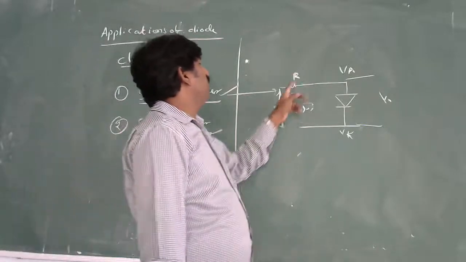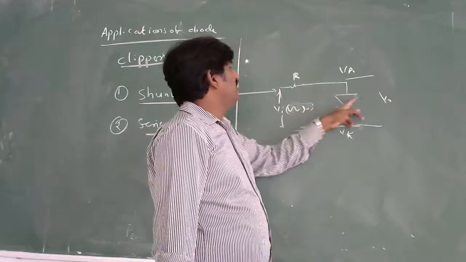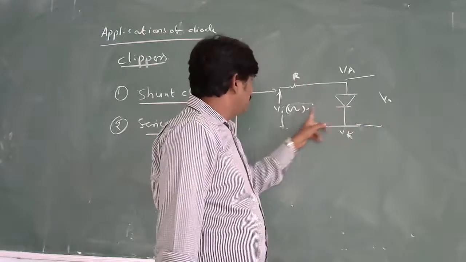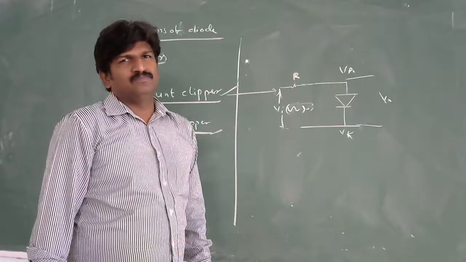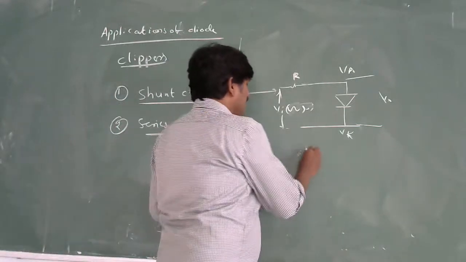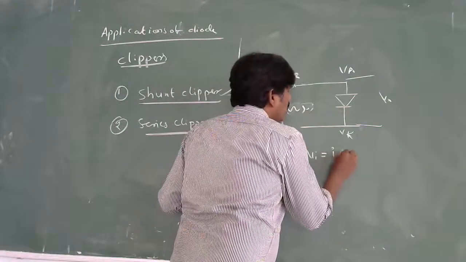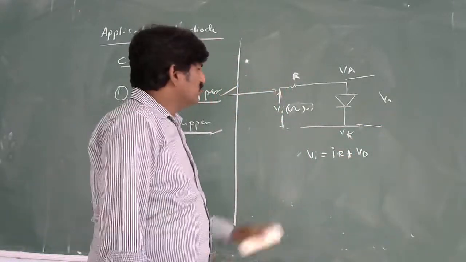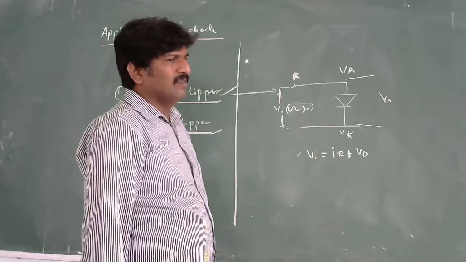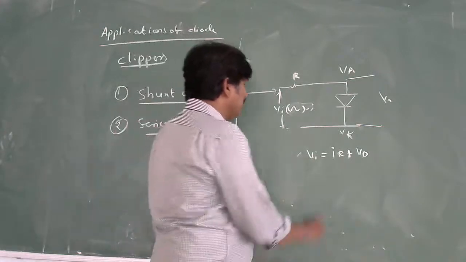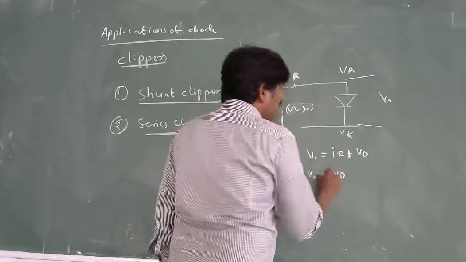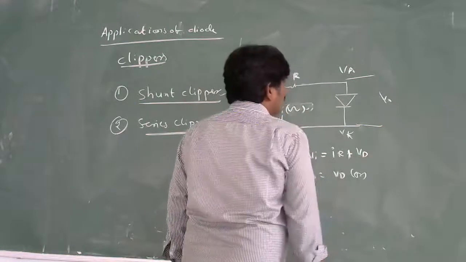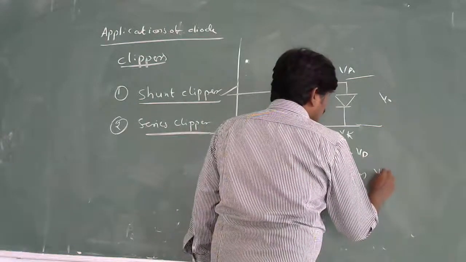It means the voltage across R plus the voltage across the diode is equivalent to the input voltage. So you should understand that VI is equal to IR plus VD. Then you should understand what V naught is. V naught is equal to VD, or else you can understand V naught is equal to VI.